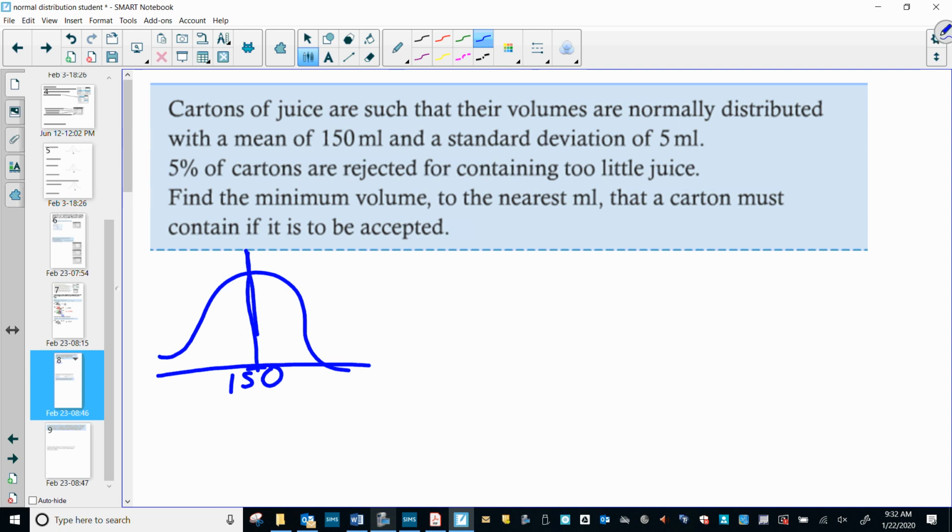Tell me, where on the graph would that be represented? I don't think it's just information. 5% of the cartons are rejected for containing too little juice. Find the minimum. This is an important piece of information. Find the minimum value to the nearest milliliter that a carton must contain if it is to be accepted.